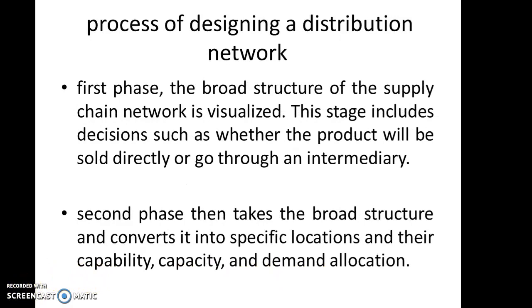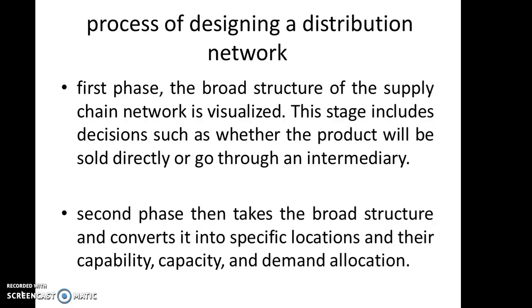The process of designing a distribution network. In the first phase, a broad structure of the supply chain network is visualized. So in this stage, we are talking about the decision on whether the product will be sold directly or go through an intermediary. So whether we want to sell the product directly to the customer or whether we want to sell it through some intermediate organizations or intermediate points. The second phase then takes the broad structure and converts it into specific locations.